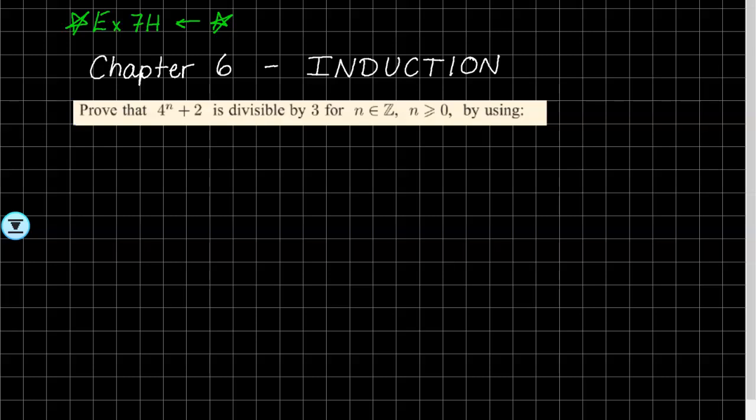4 squared is 16, plus 2 is 18. Yep, that works too. What about 3? 4 to the power of 3, 64, plus 2, 66 is divisible by 3. We can keep going. But is that a good enough proof to say that it will work for all values of n? No, because you can't just pick and choose. You've got to say it's proof for all.